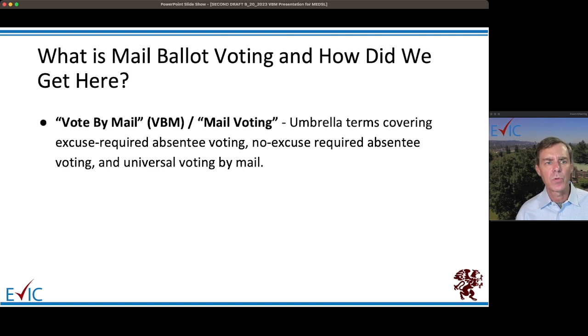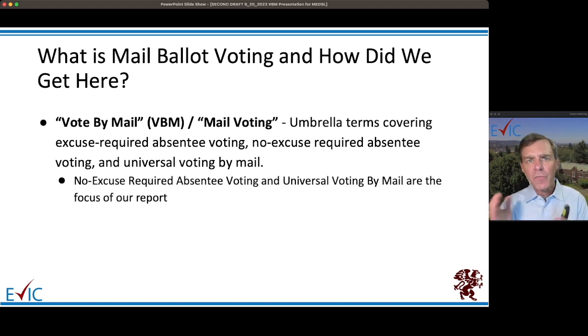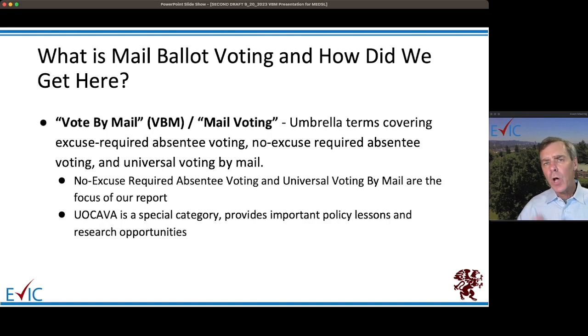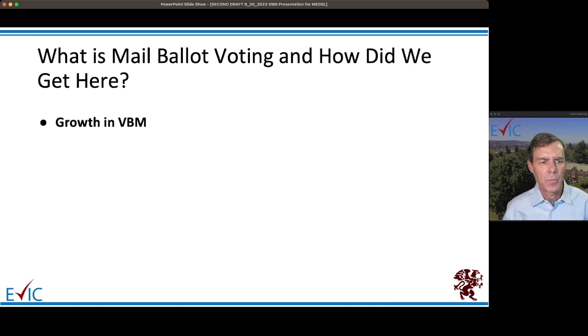Let's set the ground rules here. Vote by mail or mail voting is really an umbrella term that covers at least 3 different administrative regimes: excuse required absentee balloting, no excuse absentee balloting, and universal vote by mail. Our focus here is on the latter 2, no excuse absentee balloting and universal voting by mail. We also deal somewhat in the report with UOCAVA, that is voting by military and overseas voters, but that's a special category. There are important lessons that can be learned there, but it is not really a focus of our report.